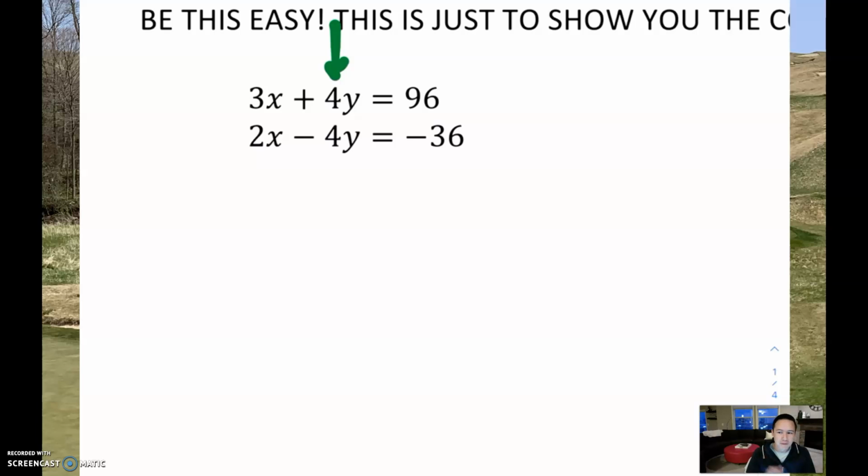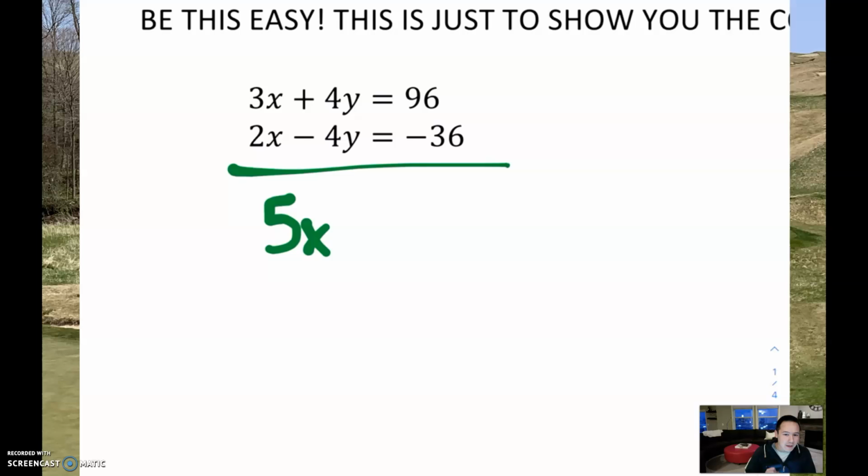And all you have to do is just add the two rows together. So let's see what happens when we do that. If I take 3x plus 2x, it equals 5x. If I add 4y minus 4y, it becomes nothing. That's why it's eliminated. And then if I take 96 and negative 36 and I add those together, we get 60. So all of a sudden, by adding the two rows together, the y's have been eliminated. Now, it won't always be that easy, but for now you can see that the y's are gone.